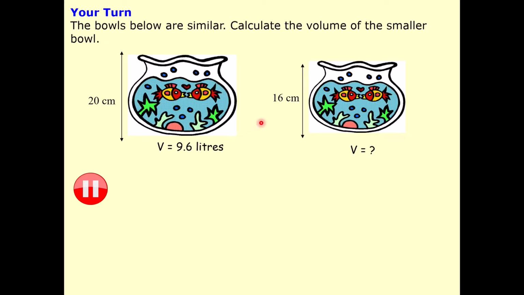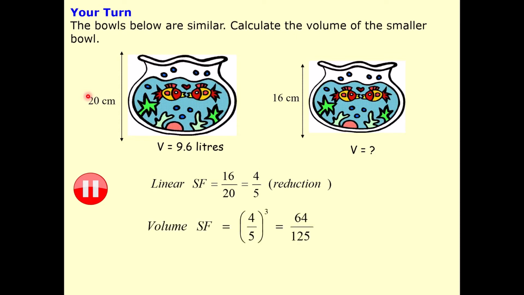Okay, let's go over the answers. So first step was linear scale factor. This is our new length because that is the shape that we're trying to find information about. So new over old, so 16 over 20, and we can simplify that to become 4 over 5. Then calculate our volume scale factor. We're going to take our linear scale factor and we're going to cube it. So 4 times 4 times 4 gives you 64, then 5 cubed gives you 125.